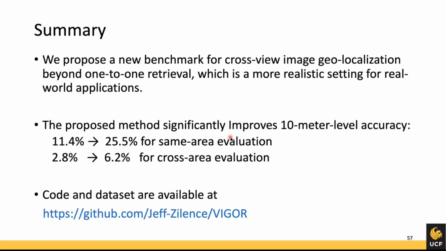Okay. So in summary, from this work, we propose a new benchmark for cross-view image geolocalization beyond one-to-one retrieval, which is a more realistic setting for real-world application. And our method is able to significantly improve the 10-meter level accuracy. And the dataset and code are available at this link.